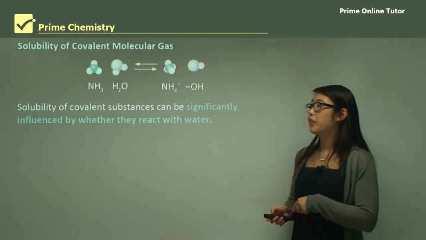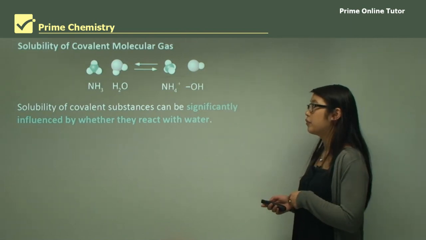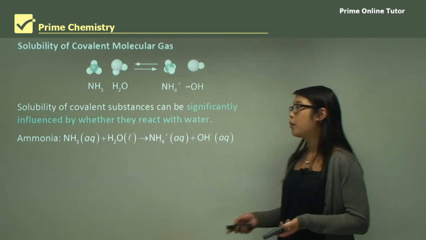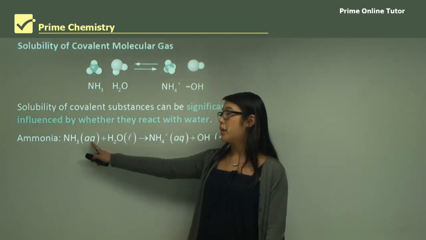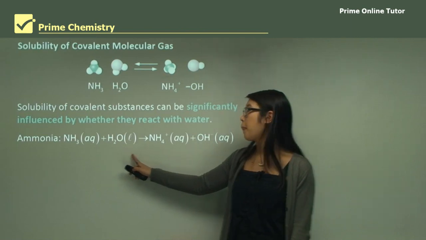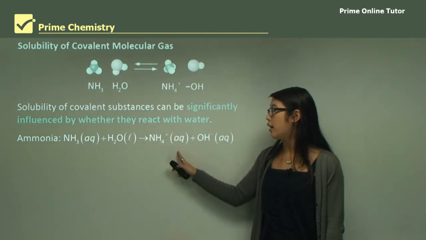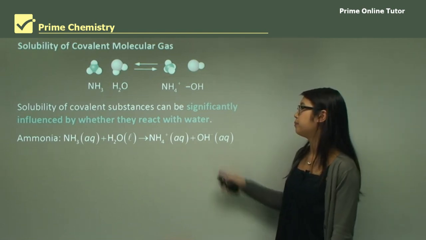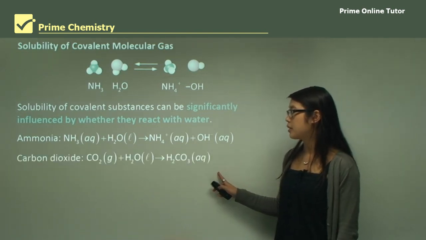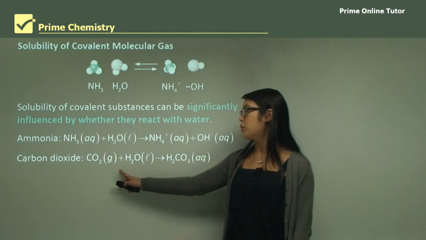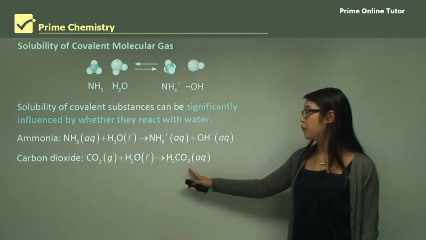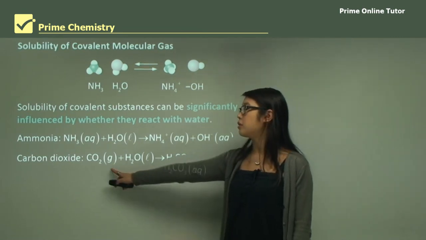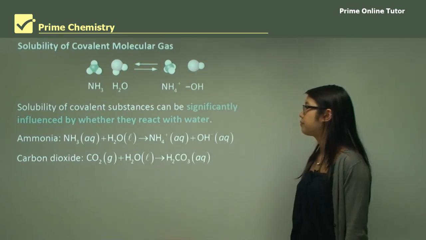So solubility of covalent substances can be significantly influenced by whether they react with water or not. With ammonia, we have NH3 in aqueous solution, plus more water, and we form a cation, ammonium, and then the hydroxide ion. With carbon dioxide, the gas, which we bubble through water, the liquid, we can form H2CO3, which is going to be an aqueous solution because we're dissolving it in there.